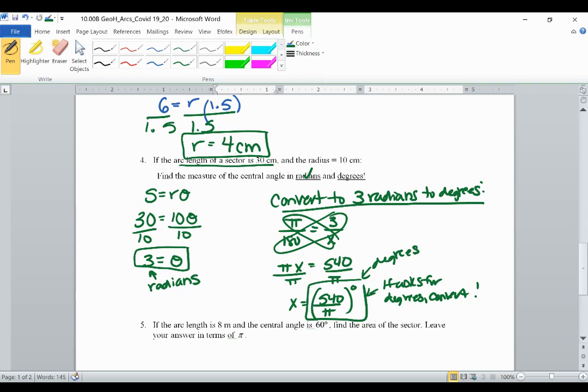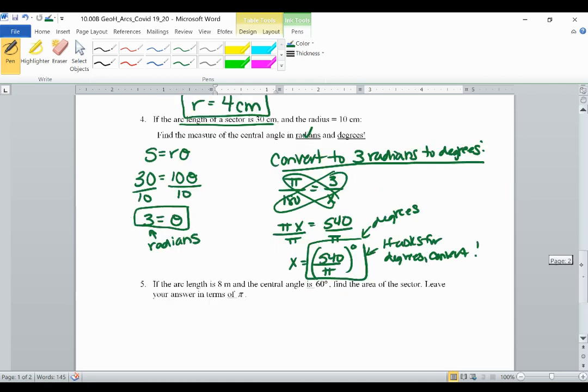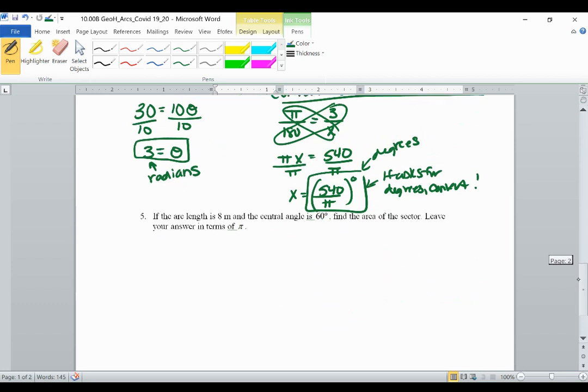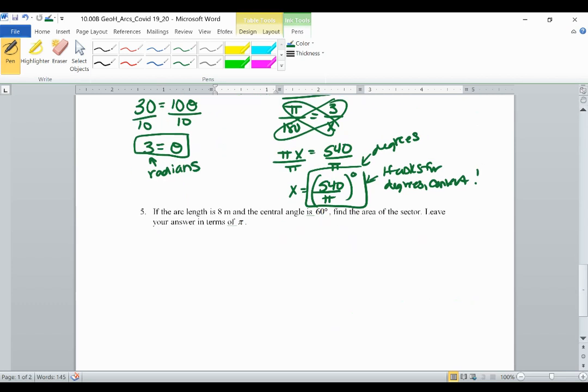If it asked me to round to the nearest tenth or hundredth or thousandth, then you would type in 540 divided by the pi key in your calculator, write out the full decimal, and then round to whatever it says to. Okay, number 5. If the arc length is 8 meters and the central angle is 60 degrees, find the area of the sector. Leave your answer in terms of pi.